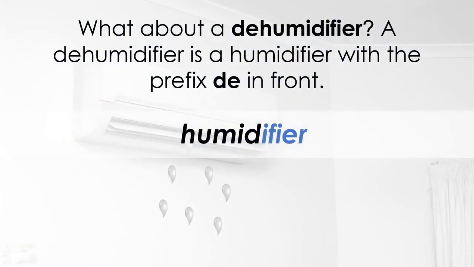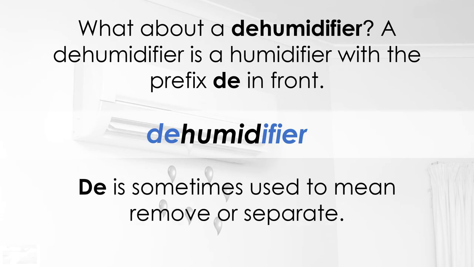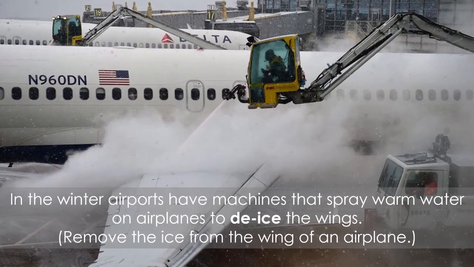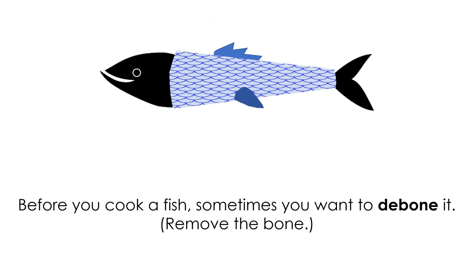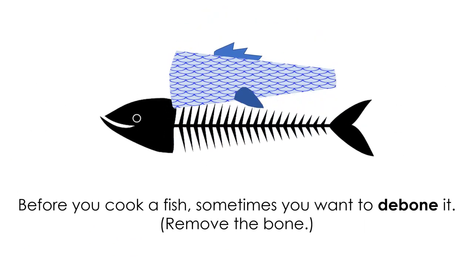What about a dehumidifier? A dehumidifier is a humidifier with the prefix de in front. De is sometimes used to mean remove or separate. In the winter, airports have machines that spray warm water on airplanes to de-ice the wings. Remove the ice from the wing of an airplane. Before you cook a fish, sometimes you want to debone it. Remove the bone.